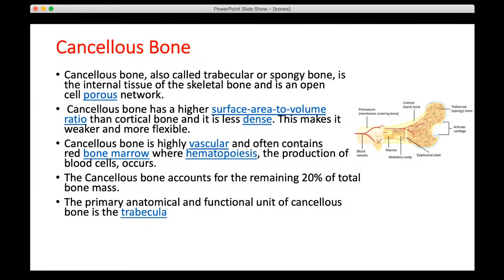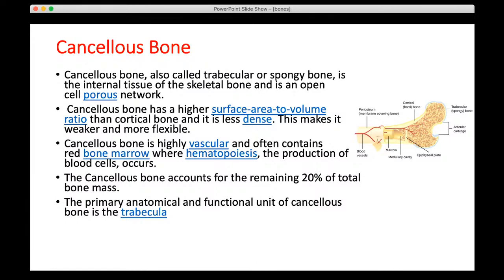It has a higher surface area to volume ratio, and another important point is it is not as dense as your cortical bone is. So it is softer. It is less dense, so it is on the weaker side, but it is more flexible, and it is highly vascular. That means a lot of blood supply, all your blood supply is through this tissue only. It is highly vascular, and it is the place where bone marrow is present, and the process of hematopoiesis, which is the process of blood cell formation, happens here.